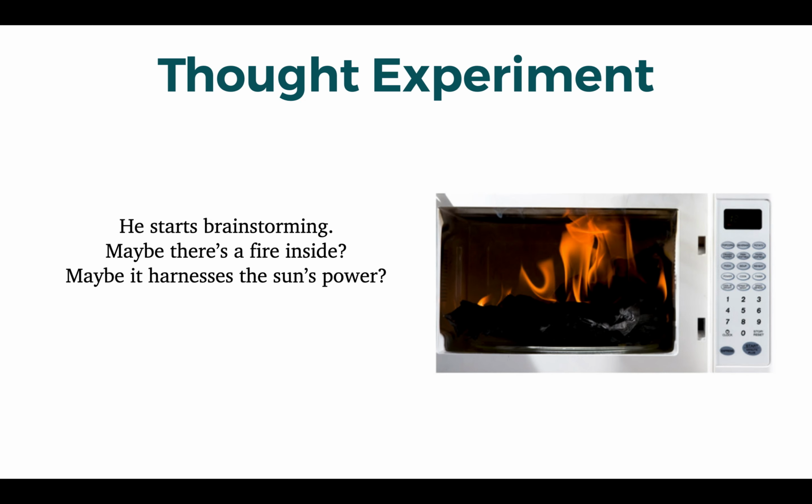So he starts brainstorming. Maybe there's a fire inside. Maybe it harnesses the sun's power. Maybe it sucks power up from the core of the earth to cook food. So based on the different subdivisions, the different approaches that we were talking about in the first lecture, what approach do you think this is most akin to? Like, what do you think this is most similar to?